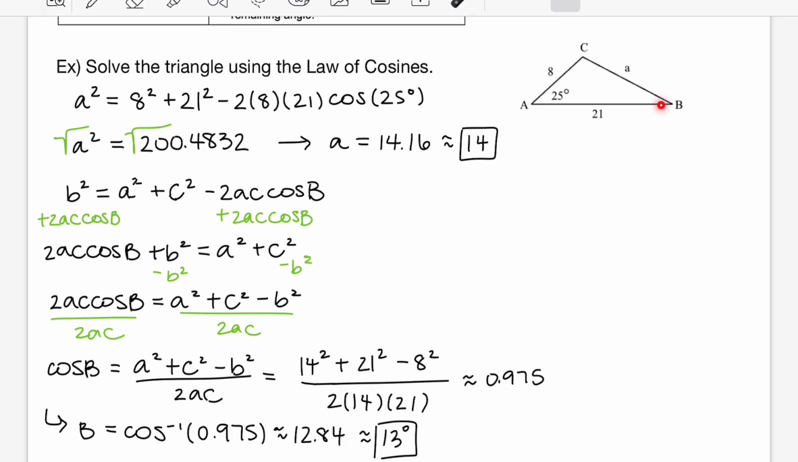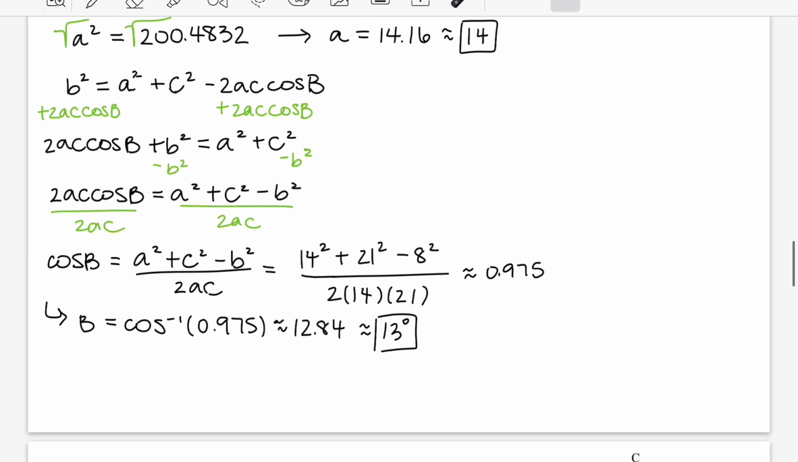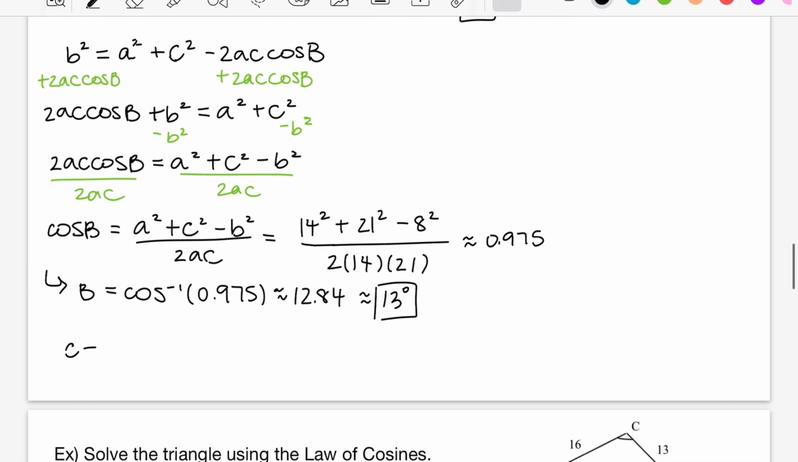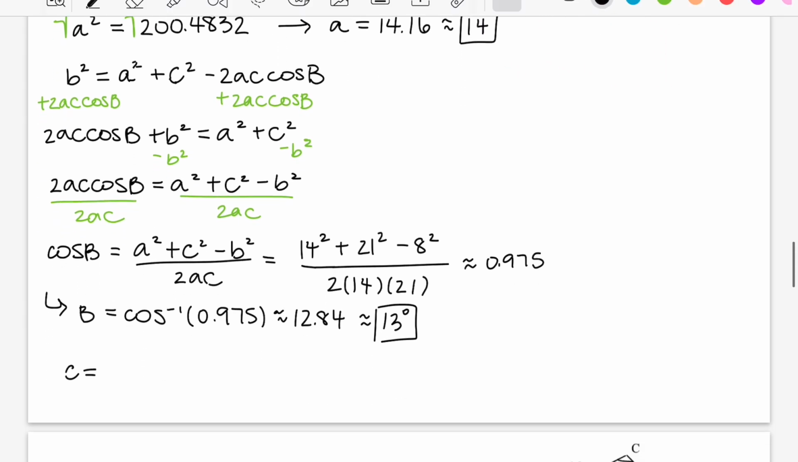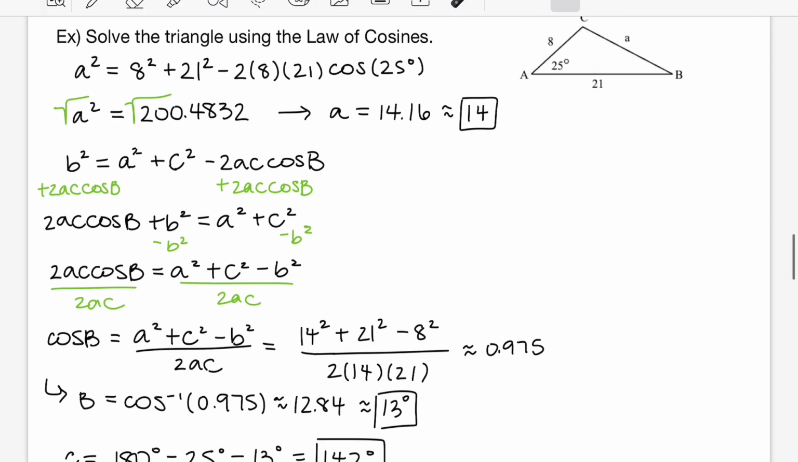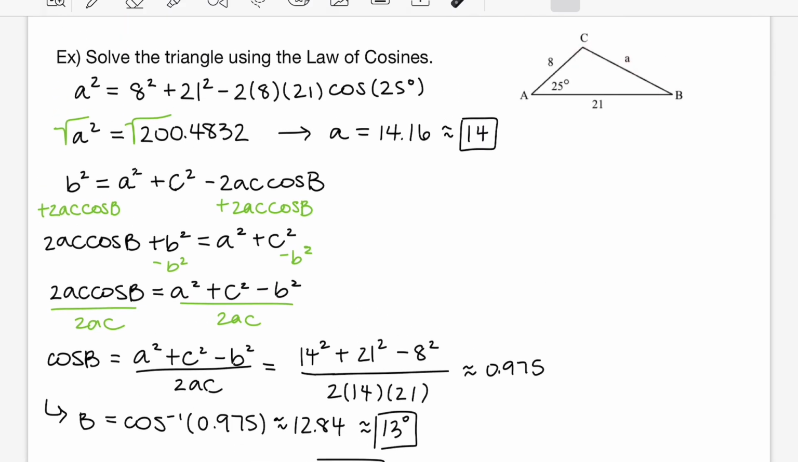So now we have this angle, and the only piece of information that is missing is this angle C here. Now we can use the law of cosines to find this guy, or we can use the fact that the sum of all of the angles in this triangle is going to be 180 degrees. So our angle C is going to be 180 minus our angles B and A. This ends up being 142 degrees. So we found our 3 missing pieces of information here using the law of cosines in this case.